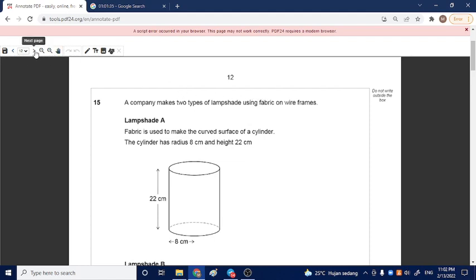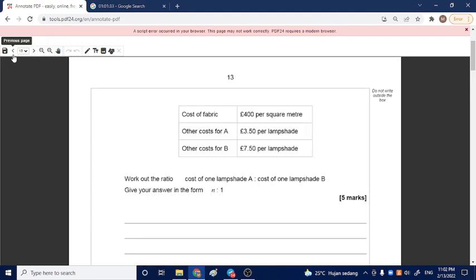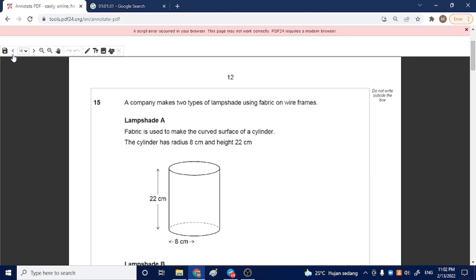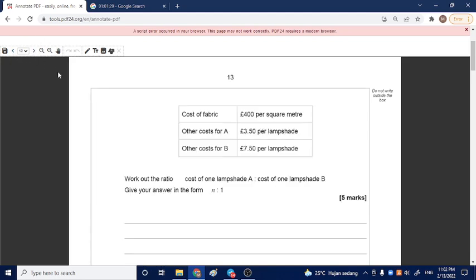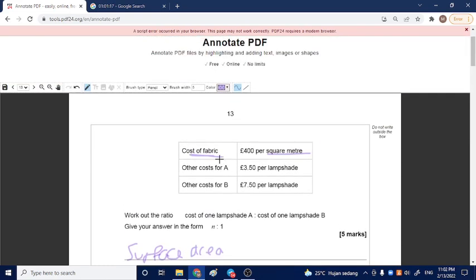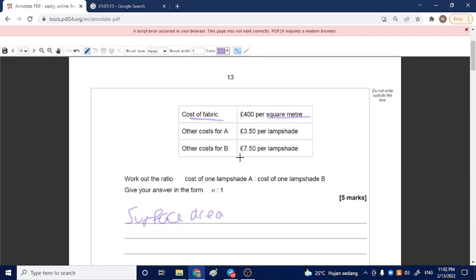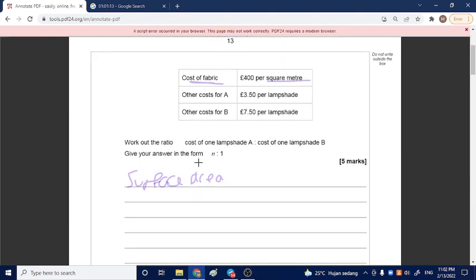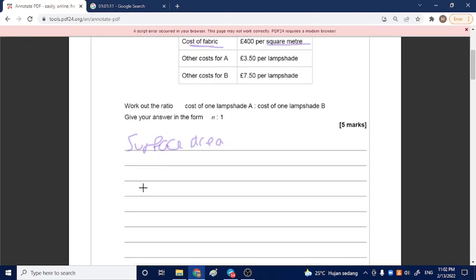Fabric on wireframes. So we're finding, if we're asking for fabric and it's square meter, we're talking about surface area. Hence, it makes sense that we know the slanted height of B instead of the actual height. So let's count the surface area of A first.